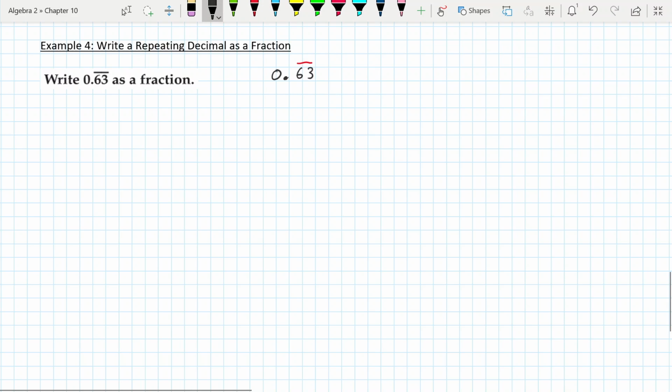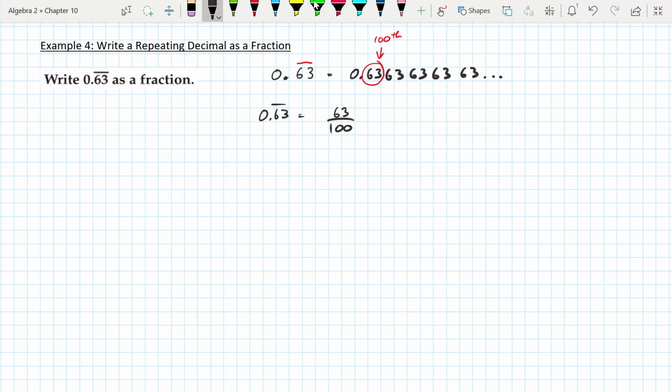And when you put the bar over the top, it means take those two numbers and repeat them forever. Well, to me, the triple dots there are the big clue. This is the pattern, right? So let's take a look at those first two terms. That 3 is in the hundredth spot, which means 0.63 repeating equals 63 over 100. All right, that's the very first term.